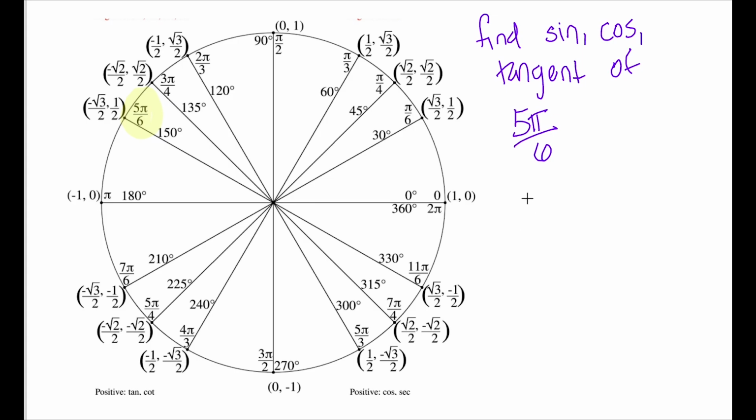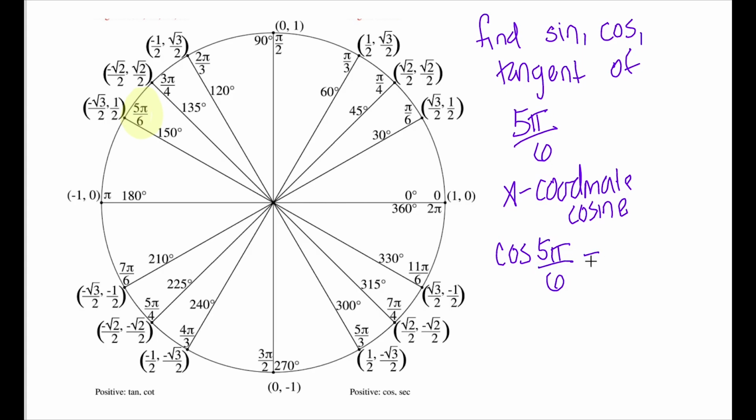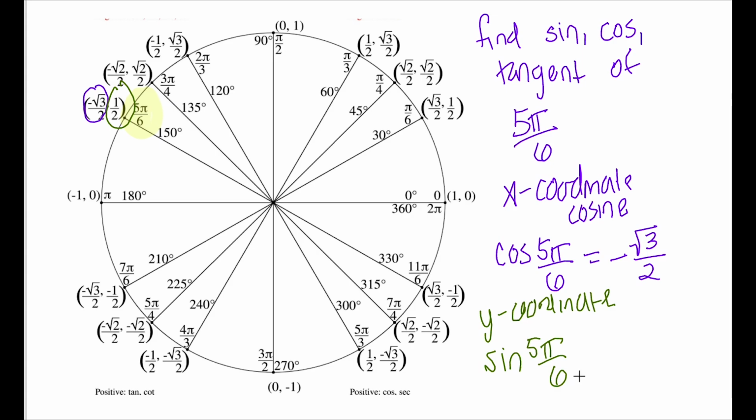Then the x coordinate is your cosine. So the cosine of 5π/6 is the x coordinate here, which is -√3/2. The y coordinate is your sine. So the sine of 5π/6 equals 1/2.